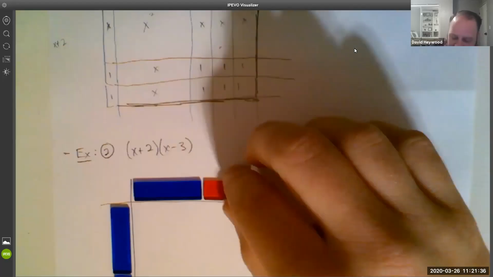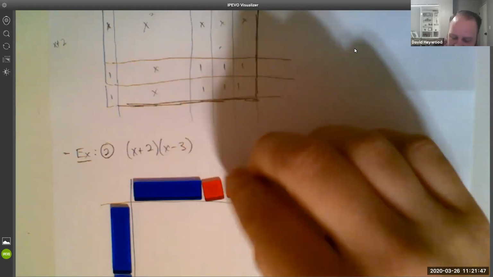So x plus 2 times x minus 3, right? I'm using red tiles to represent the negative unit. X plus 2 times minus 3. Same trick as before, okay? These lines have to extend all the way through.